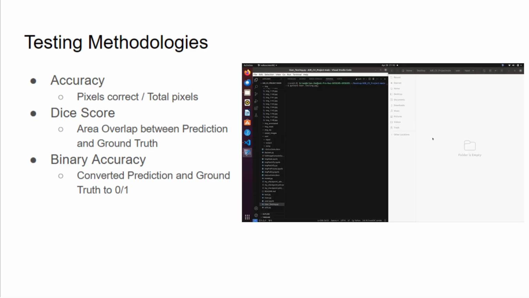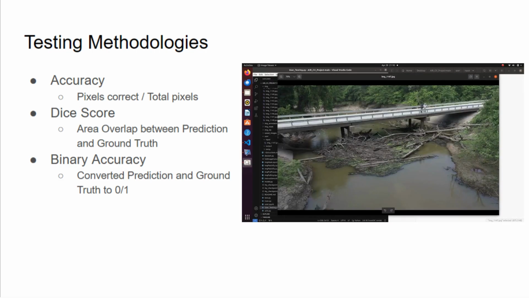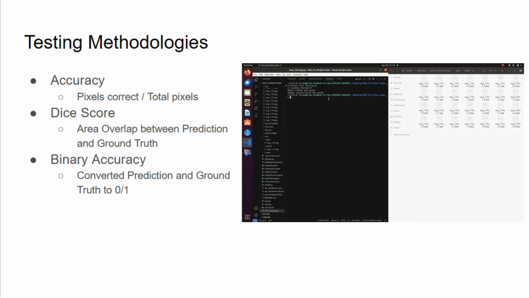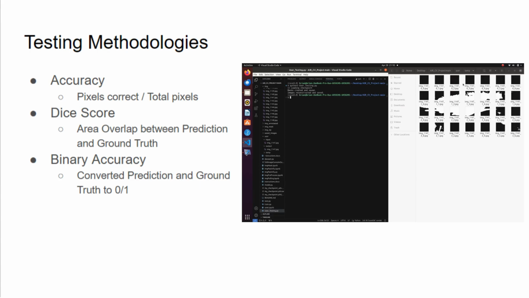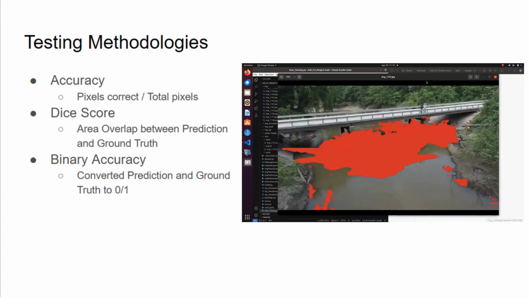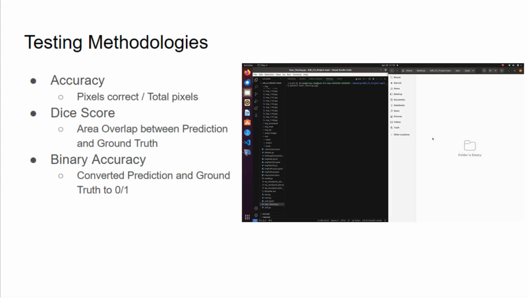predictions are collected. So we used three different metrics to evaluate our model. One being the accuracy, which is how many pixels in total the model predicted correctly. The dice score looks only at the overlap between the prediction and the ground truth. And we've also made a binary accuracy, which treats each 256 by 256 image as 0 or 1, meaning there either is debris or there is not debris.